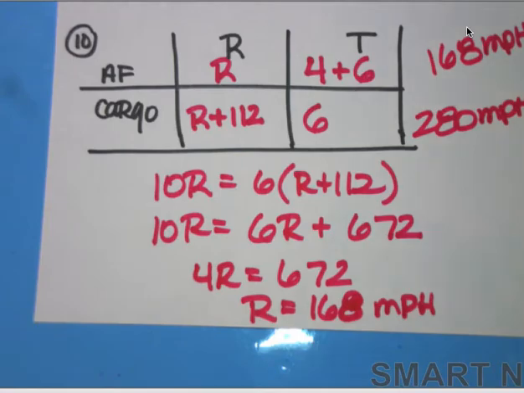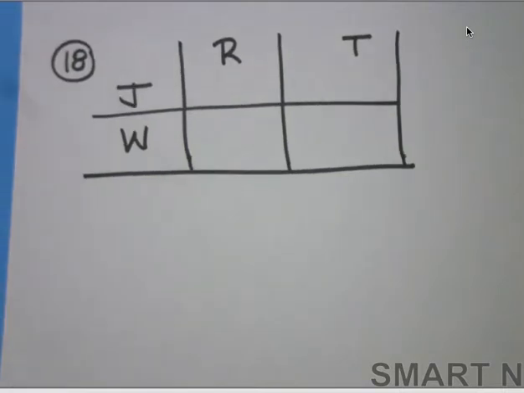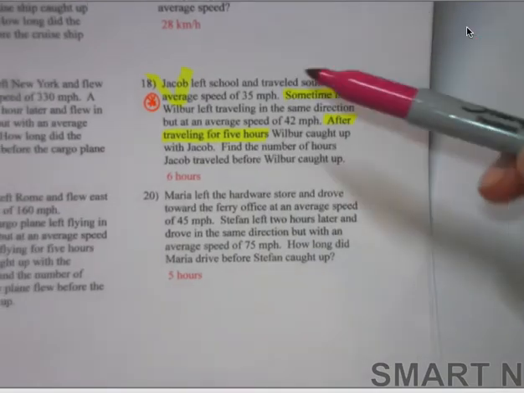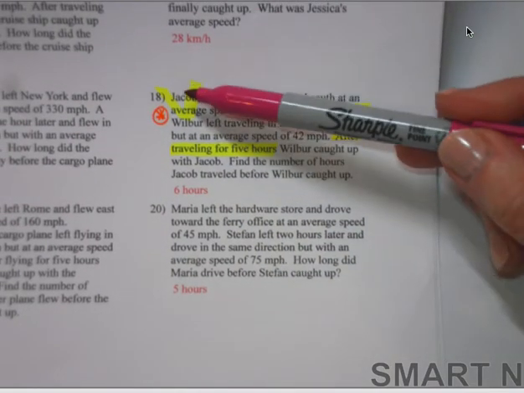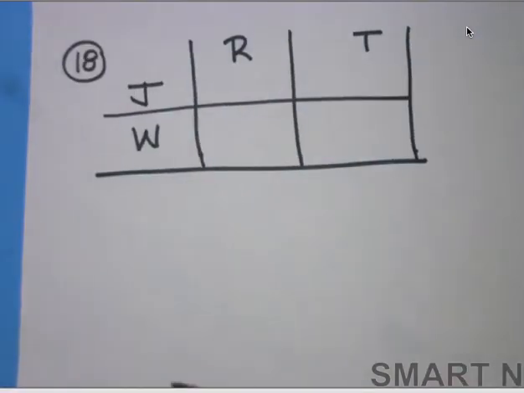And I do want to do one more problem. I would like to do number 18 before I stop the video. So number 18 from the same problem set. And in number 18, I have the two names in this particular problem set, Jacob and Wilbur. So I've got my chart labeled.